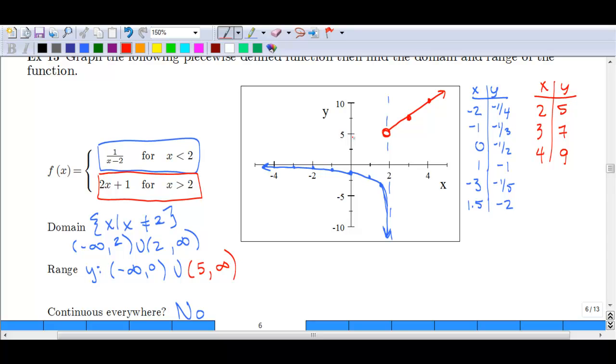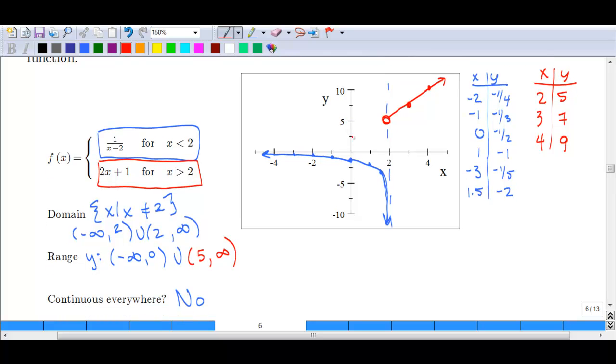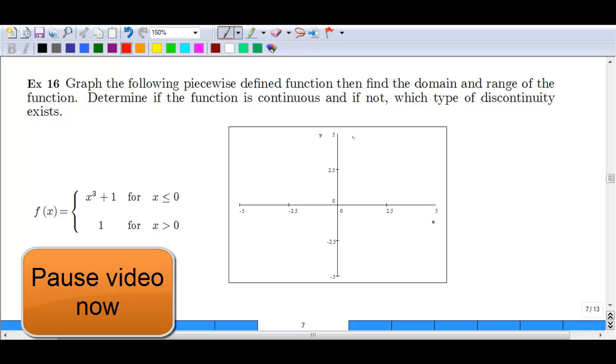So again, if you need a second to look this over, please pause the video and do so now. I do want you guys to pause the video at this point and try one of these yourself. When you're done, resume the video, see how you did. Again, always make sure that you don't overlap the graphs, that you have that barrier line between where each one starts. So pause the video now, try it out, and then resume the video and see if yours matches.